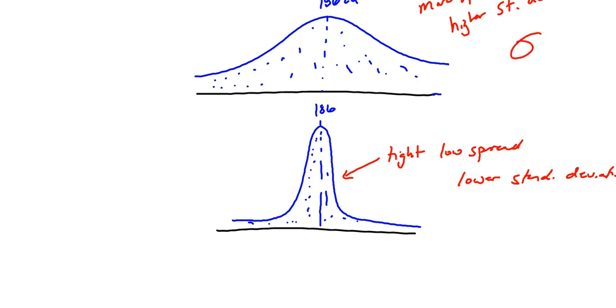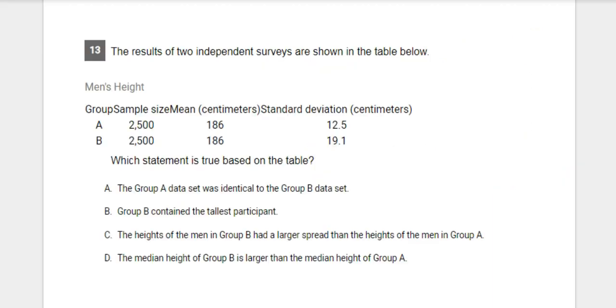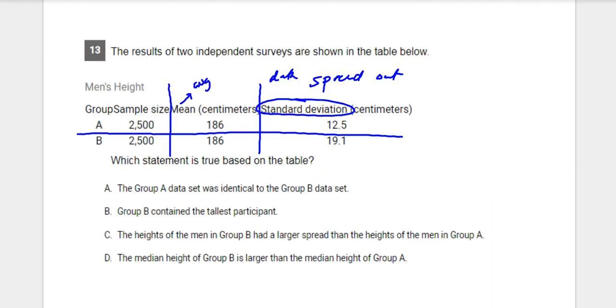Standard deviation has this weird little Greek letter here, but you don't really need to know that. So which of the statements is true? Well, group A was identical to group B. That is false because the data was spread differently. So in my example, this one here would be the spread out one, where this one here would be a little bit tighter. Group B contained the tallest person. We don't know that. All we know is the average and how it was spread. Part C, the heights of the men in Group B had a larger spread. Group B, bigger standard deviation, larger spread. That is your correct answer.